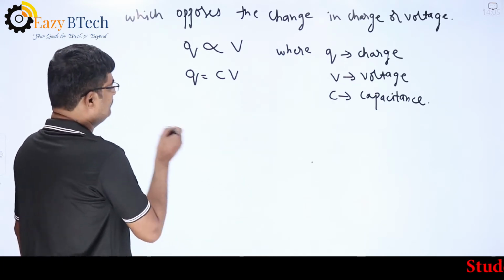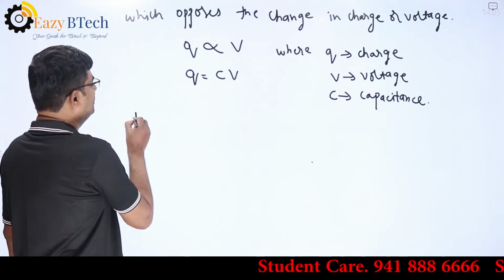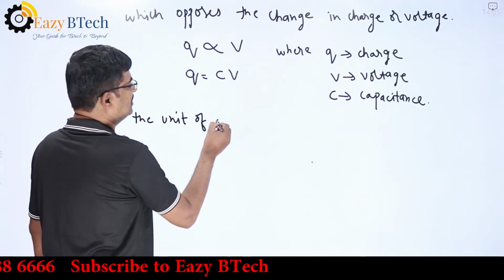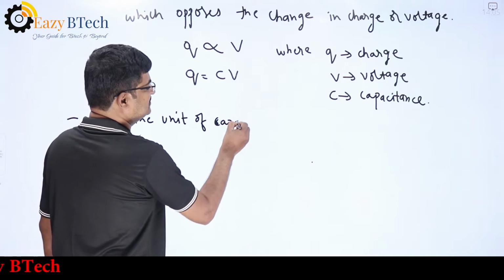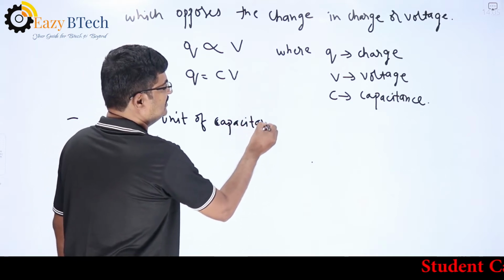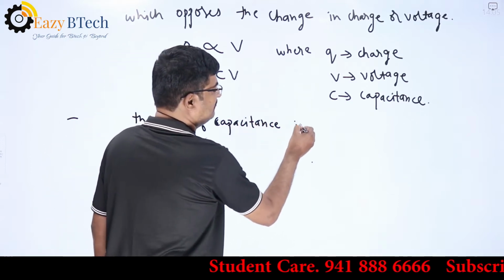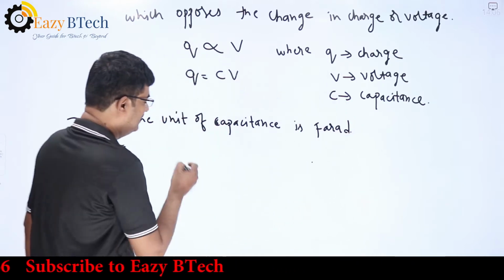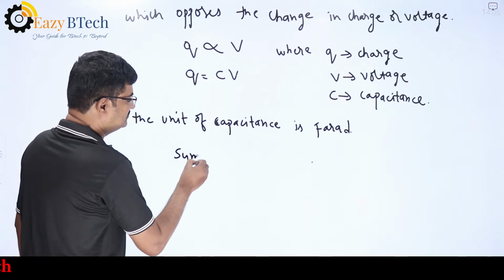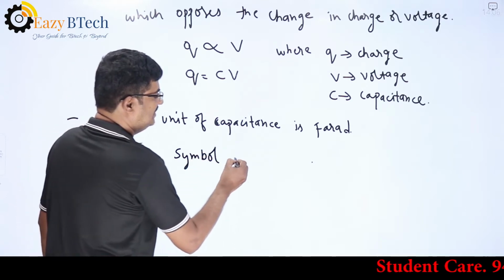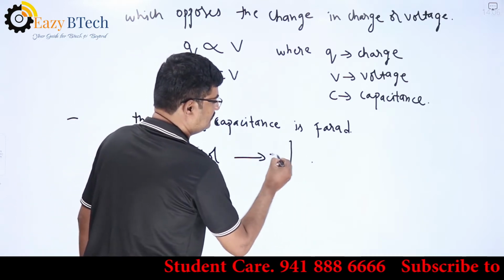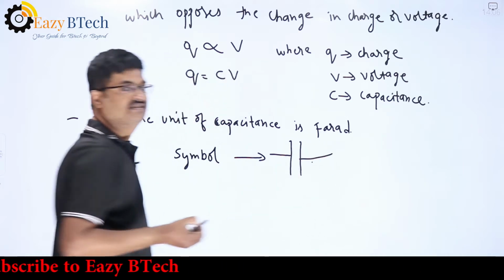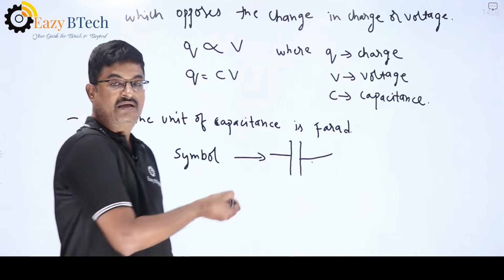Now, the unit of capacitance is farad, and the symbol is this. This is the symbol for the capacitance.